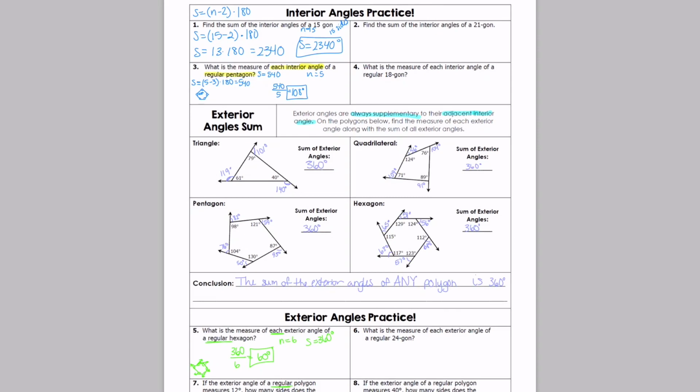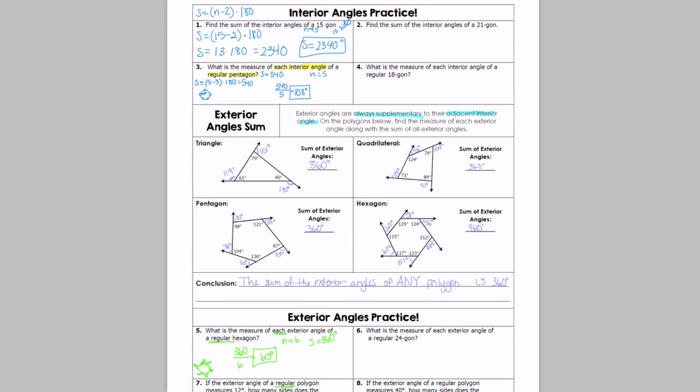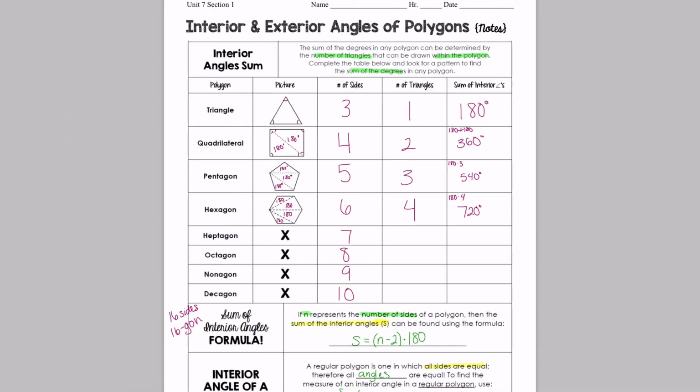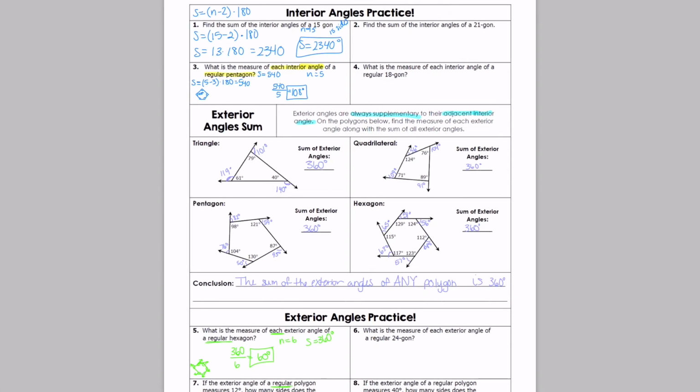So use the exterior angle sum, the interior angle sum, and then pay attention for those interior angles and exterior angles of regular polygons. You need to have this table filled out before I check these, and then you also need to have all of this filled out, and then you should be able to do 2, 4, 6, and 8 with no problem. Okay.